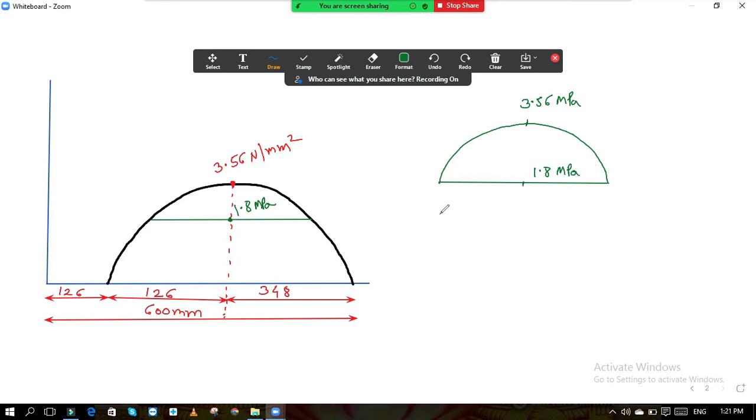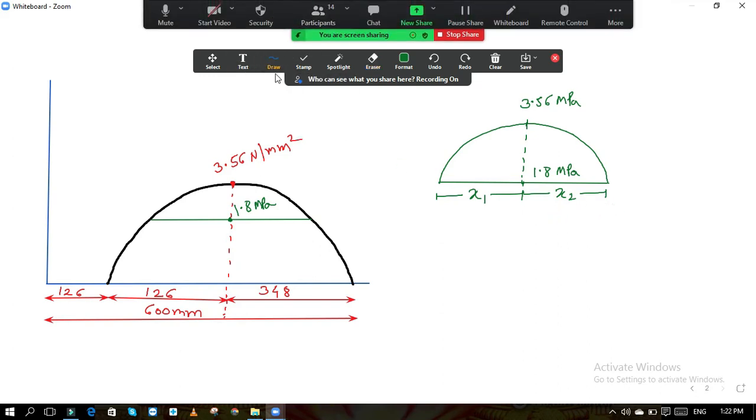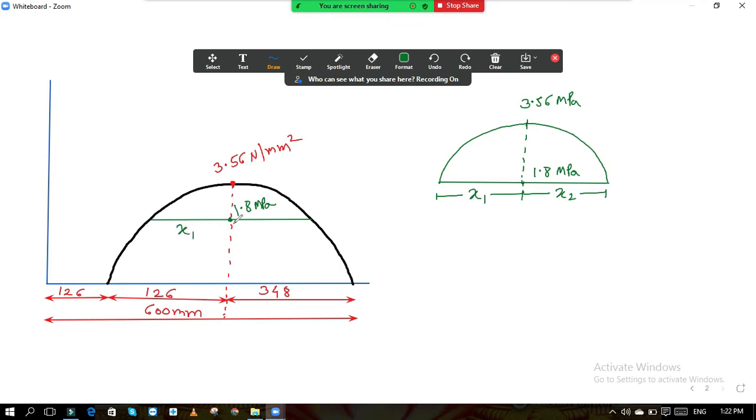For that, we need to calculate the base. We don't know the value of this base. Once we know the base, we can use the formula of area to calculate the stress. So let us assume that this length is x1 up to this center point, and the remaining length is x2. This length is x1 and the remaining length is x2. So this is your x1 and this is your x2.